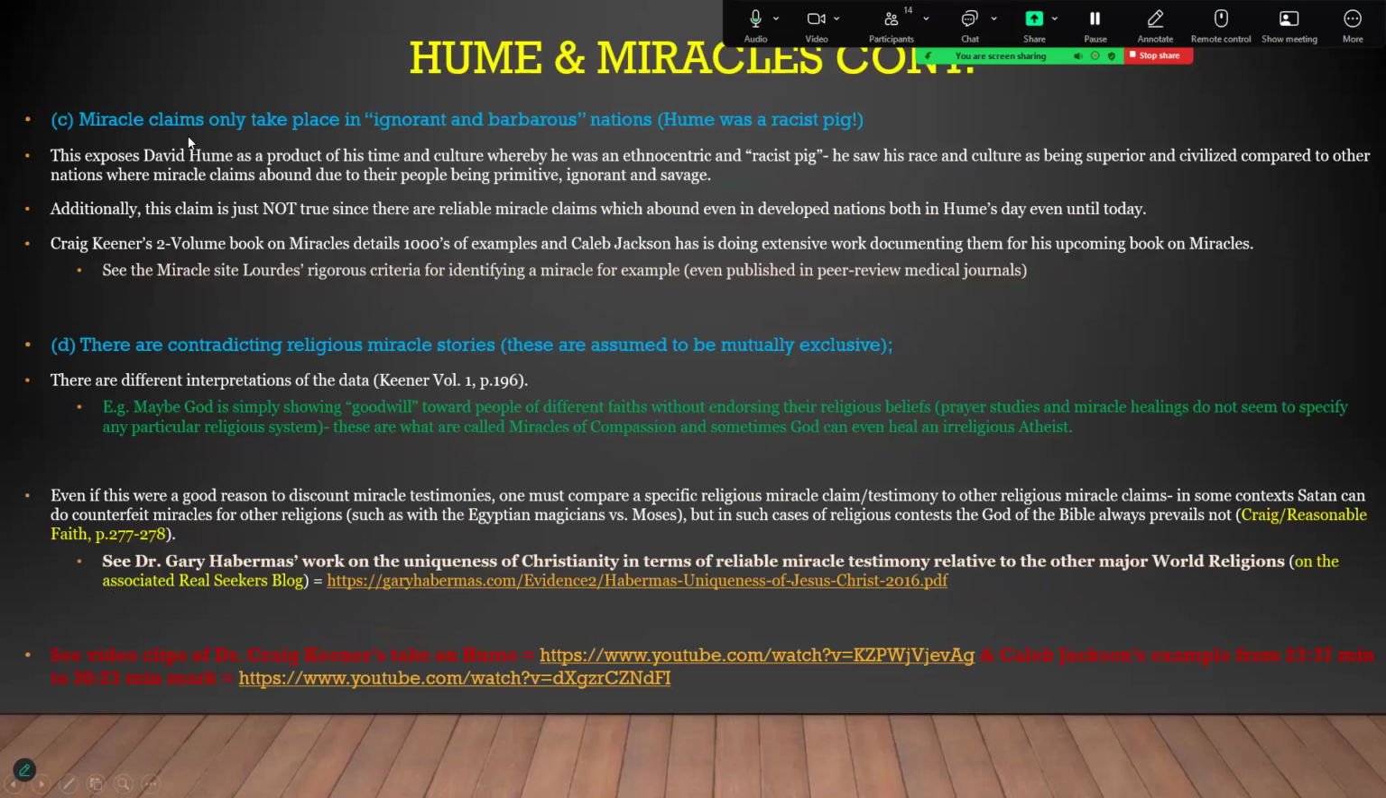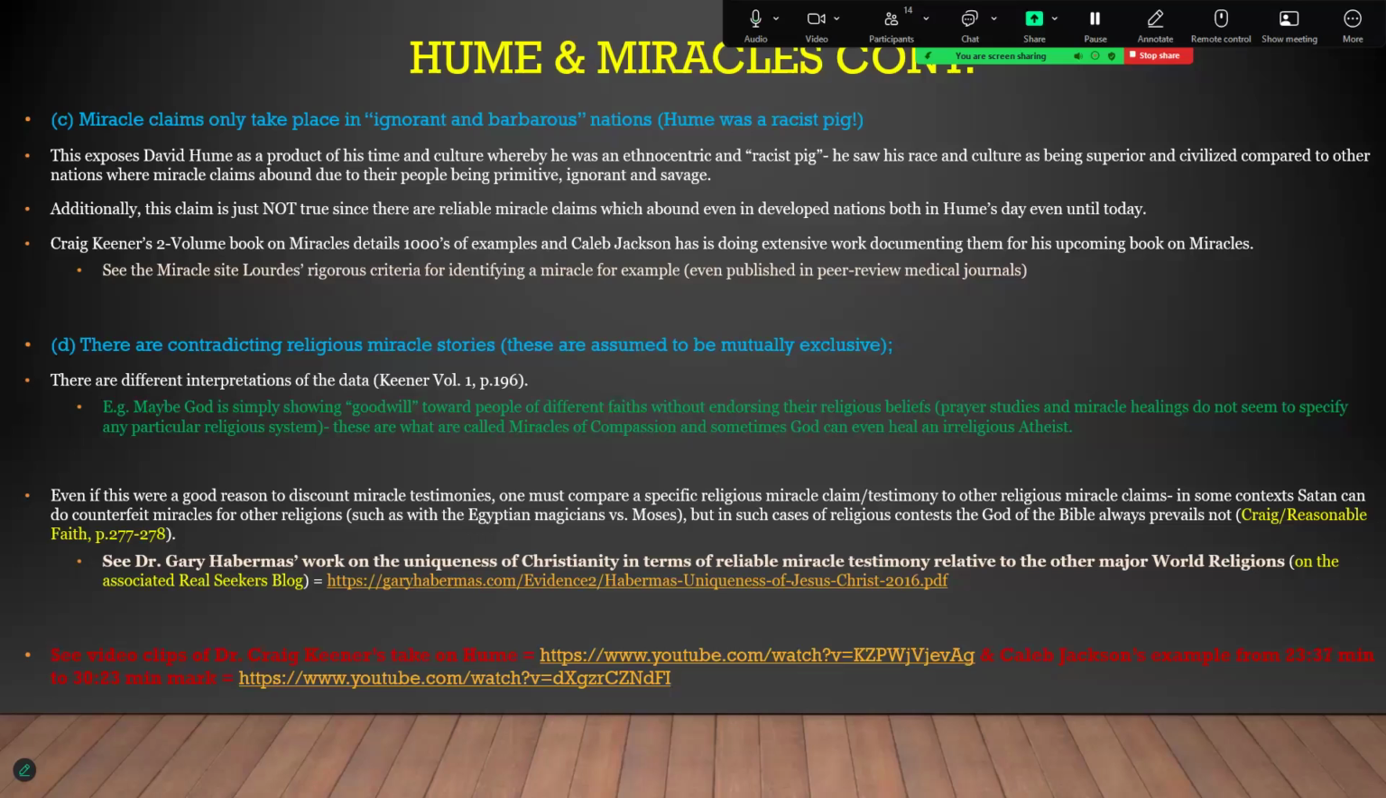Here's your favorite. Miracle claims only take place in ignorant and barbarous nations. So, I think the first response is, you're just a racist pig, right? Obviously Hume was a product of his time and culture. And he basically saw his race and culture as being superior and, quote unquote, civilized compared to other nations where these miracle claims would abound, right? Those people are just primitive and savage.